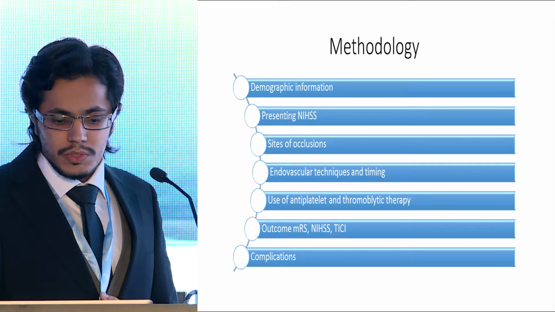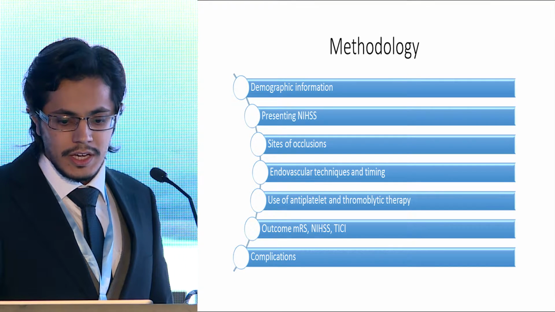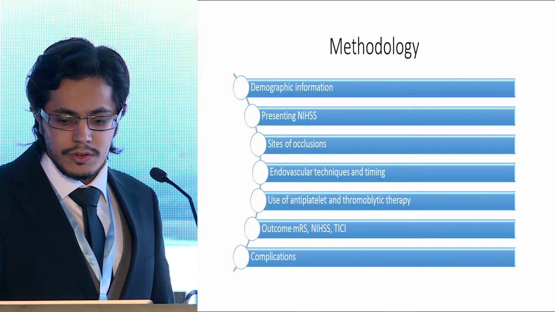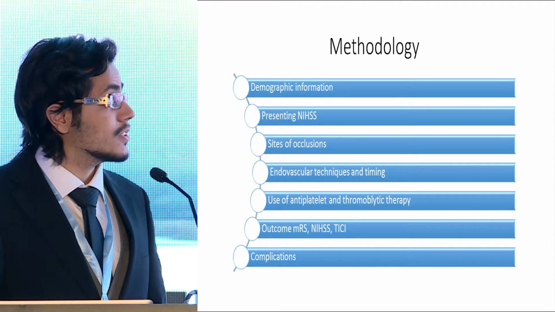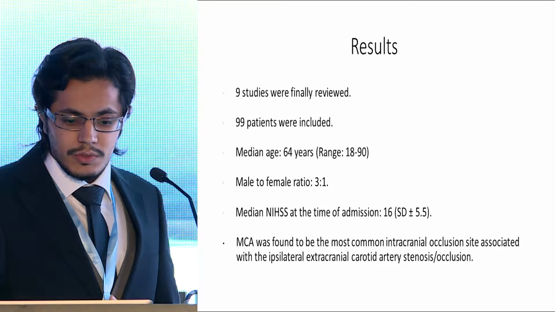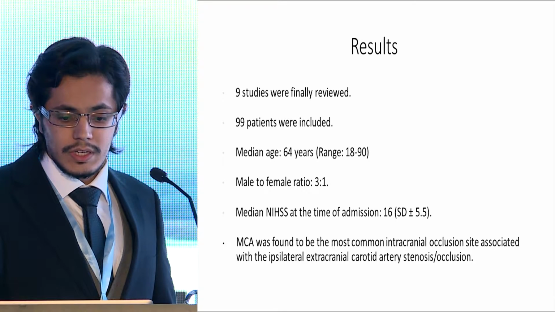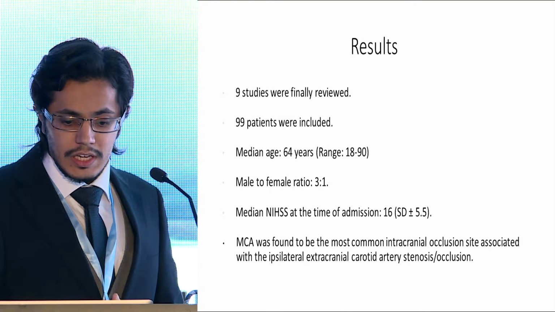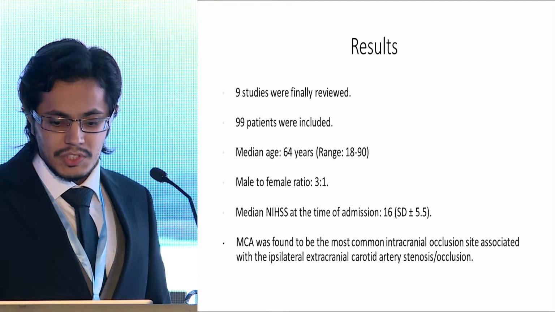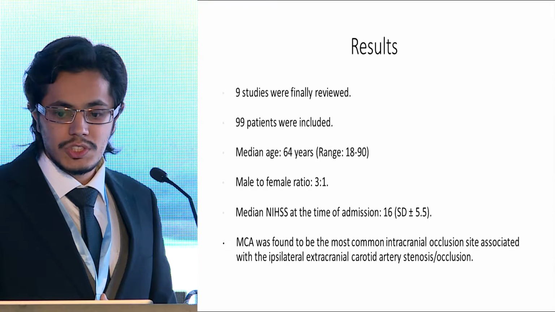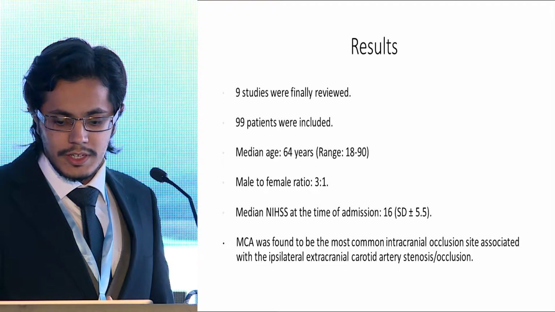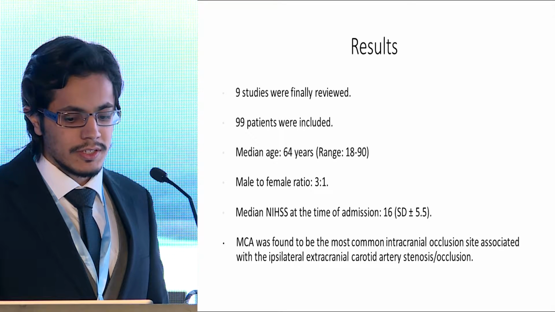From the included patients, we reviewed demographic information, presenting NIHSS, site of occlusion, endovascular technique and timing, use of antiplatelet and thrombolytic therapy, prognosis and complications. From our study, 9 studies were finally reviewed and 99 patients were included. Median age was 64 years, male to female ratio 3:1. Median NIHSS at time of admission was 16, which means moderate to severe stroke, with a standard deviation of 5.5.